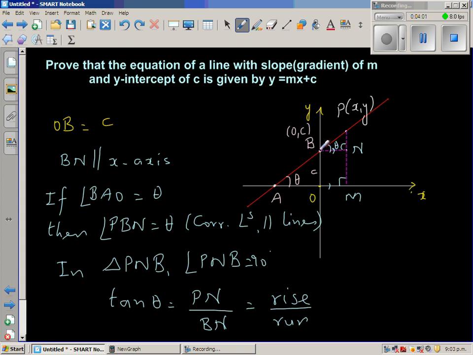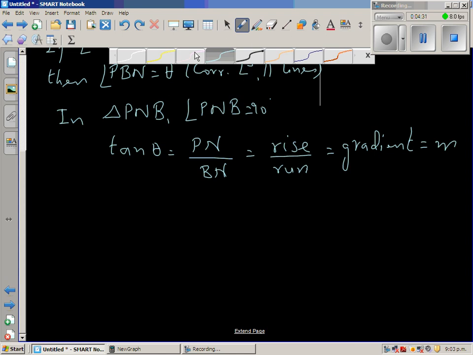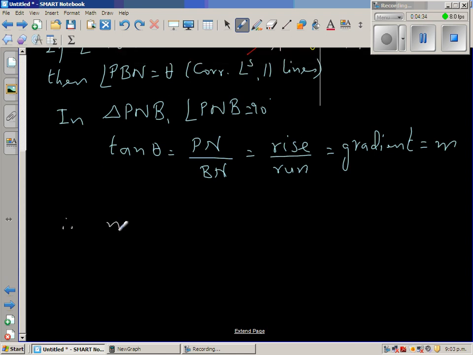If you consider these two points, B and P, you can say that PN is the rise, and BN is the run. And rise over run is nothing but the gradient, which we denote by the letter M. Therefore, M is equal to tan theta, which is equal to PN over BN.